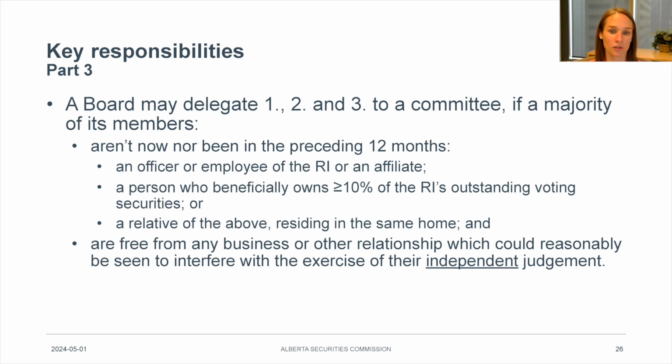So this is often referred to as a reserves committee. I'm not going to go over the specific bullets on the slide, but as you can note, a key requirement of the reserves committee is that the majority of its members must be independent.